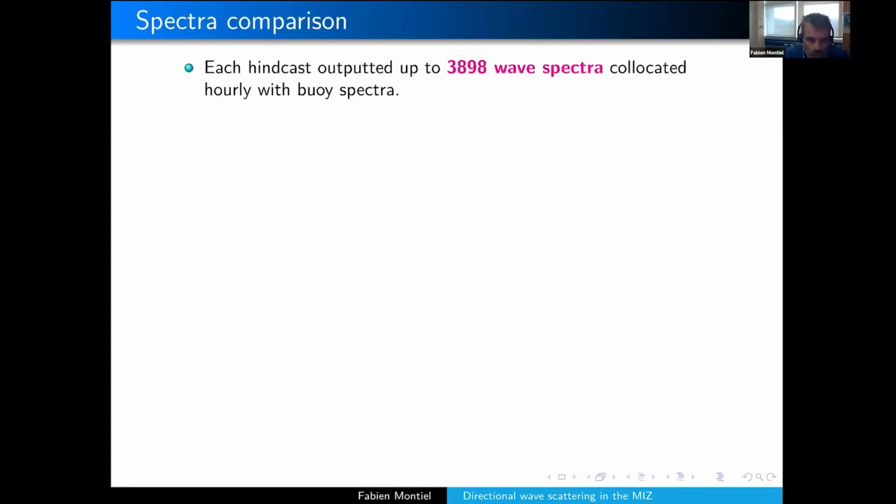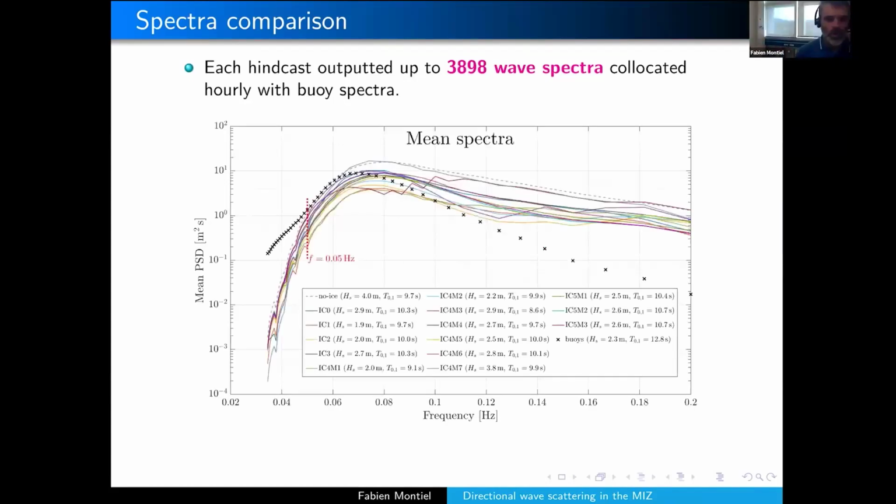Okay, so let's get into it. So what we obtained from this analysis was 3,898 wave spectra, which were collocated with the ones recorded by the buoys. And we had that for all 15 hindcasts. So that's a lot of data to go through. But the first thing I thought I would do here is, well, what if we just average all these spectra together and see if something interesting comes out? And that's what we have here.